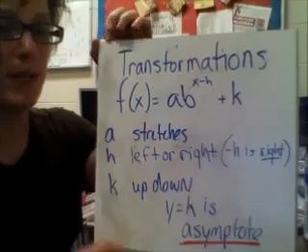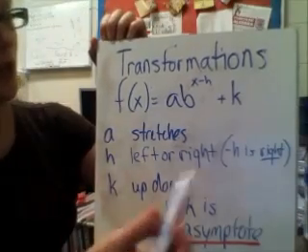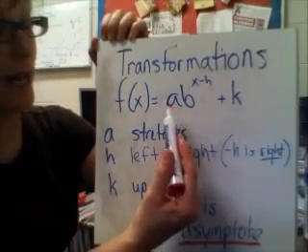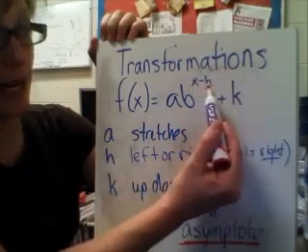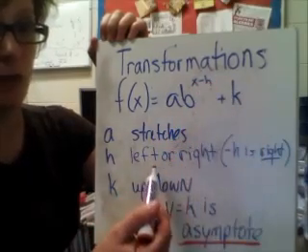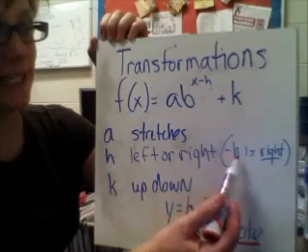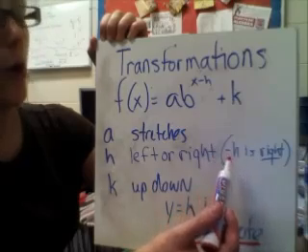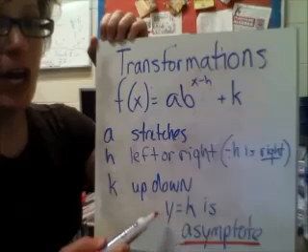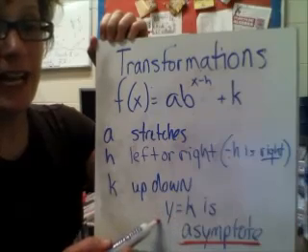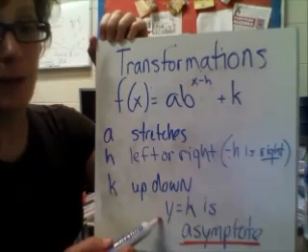You can transform these the way we've been transforming functions all along. You can multiply by a, which will stretch it. You can take x minus h, which will move it left or right, opposite the sign, or you can move it up or down by doing plus k. Whatever k is going to be your new asymptote.